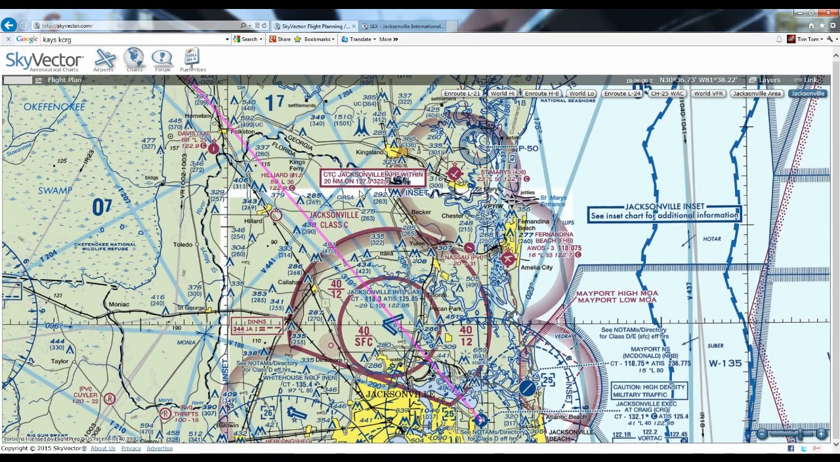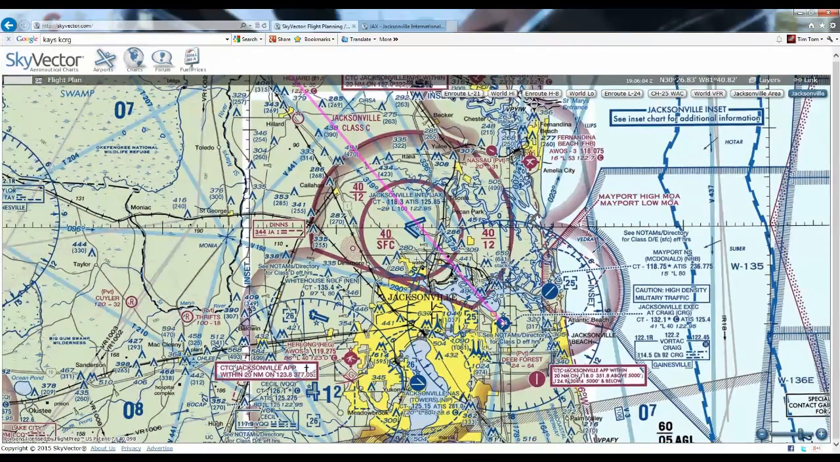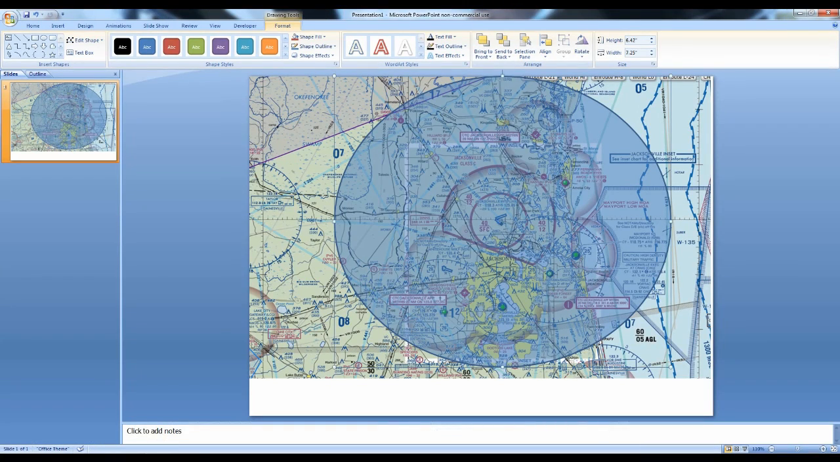So how did I know who to contact? Well, right here it tells me, but we see there's a box here and a box here. How do we know the difference? I'm going to bring up PowerPoint real quick. So I have drawn a circle depicting roughly the coverage area of Jacksonville Approach. It's not quite to scale, but let's say this was a 50-mile circle around Jacksonville. So this is the approach control's airspace.